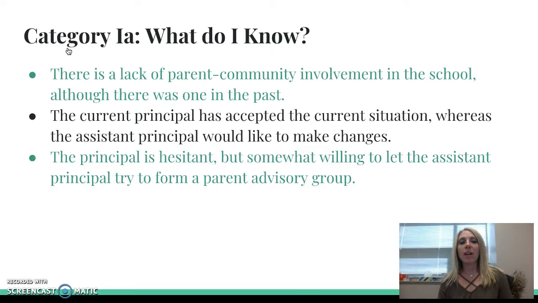1A, what do I know? I know that there currently is a lack of apparent community involvement in the school, although there once was in the past. The head principal has accepted the current situation, whereas the assistant principal would like to make changes. The principal is hesitant but somewhat willing to let the assistant principal try to form a parent advisory group.